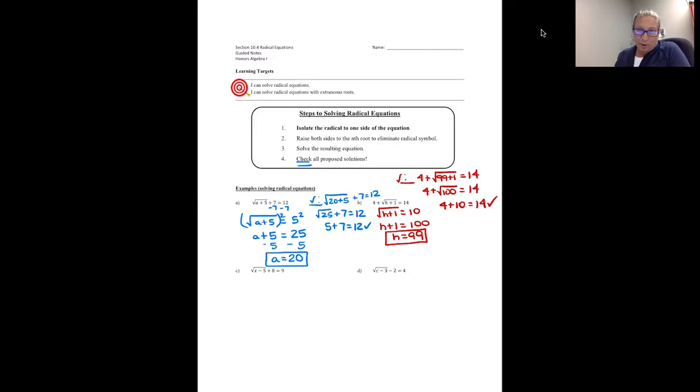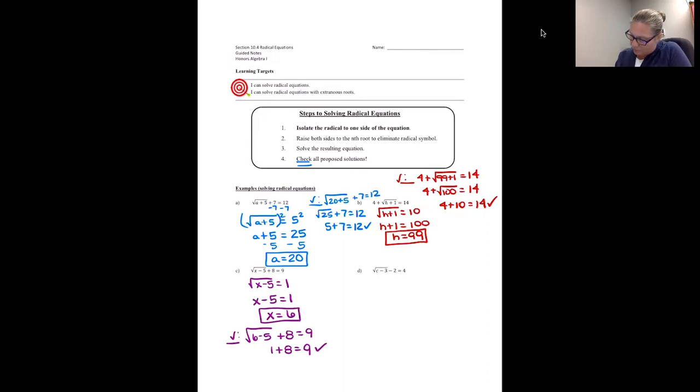Part C. Subtract 8 from both sides. So the square root of x minus 5 is equal to 1. Square both sides. x minus 5 is equal to 1. Add 5 and x is equal to 6. To check, the square root of 6 minus 5, plus 8 is 9. 1 plus 8 is 9. That checks. The answer is x is equal to 6.